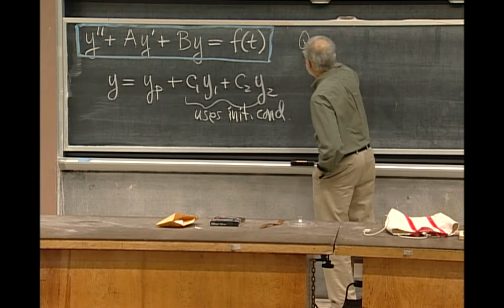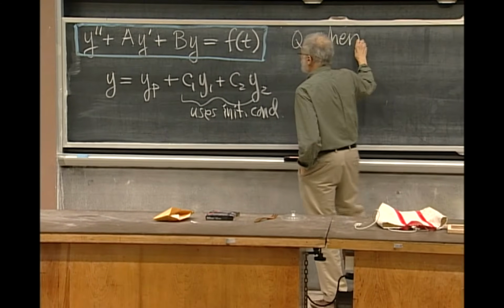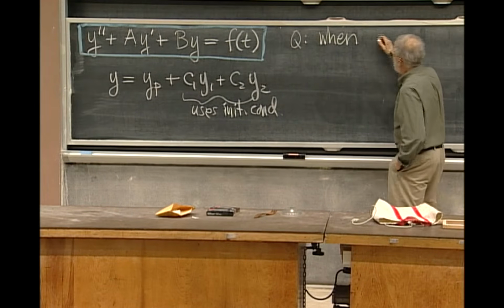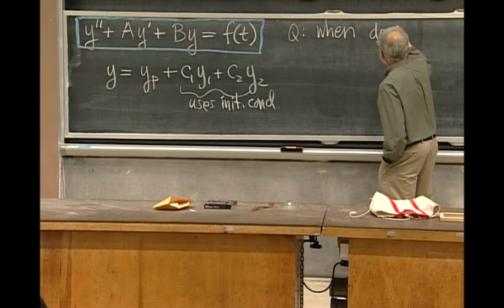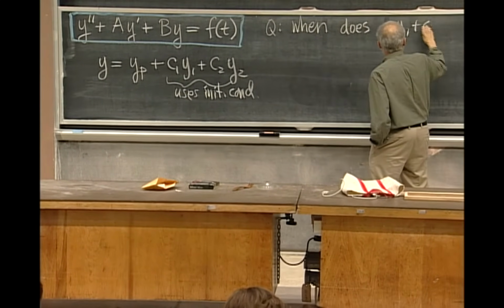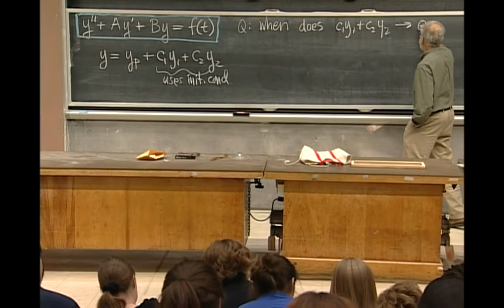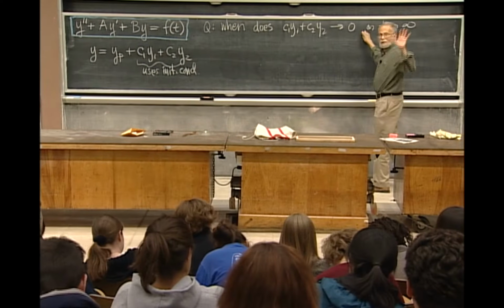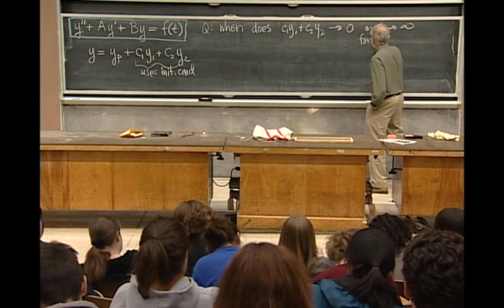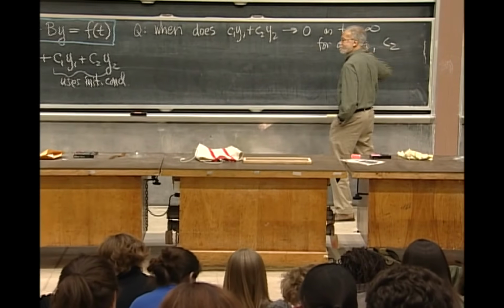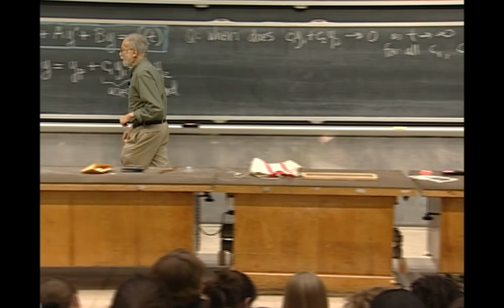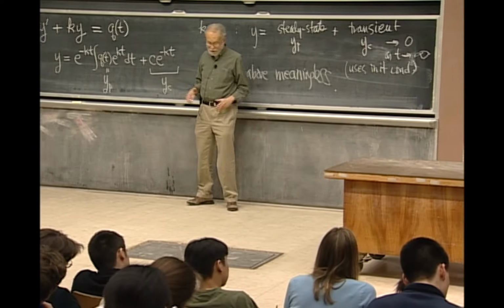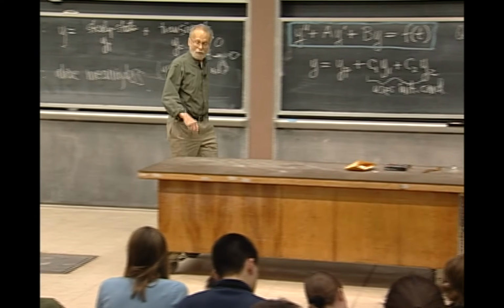So the question is, in other words, under what conditions on the equation, A and B, in effect, is what we're asking, when does C1 y1 plus C2 y2 go to 0 as t goes to infinity, regardless of what C1 and C2 are, for all C1, C2. Now here there was no difficulty. We had the thing very explicitly, and you can see it. K is positive, this goes to 0, and if K is negative, it doesn't go to 0. It goes to infinity.